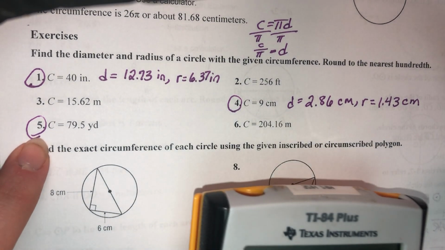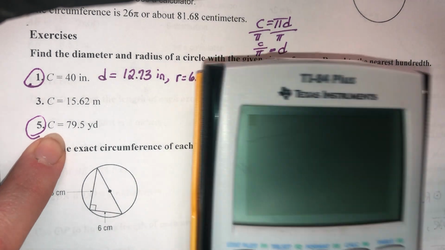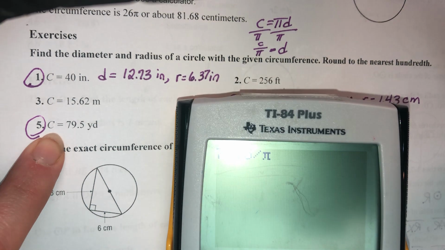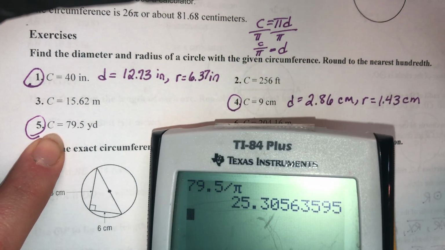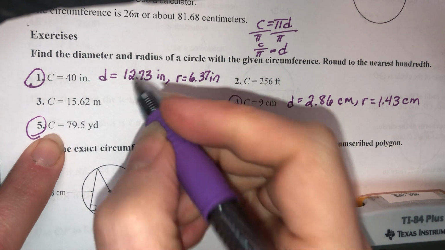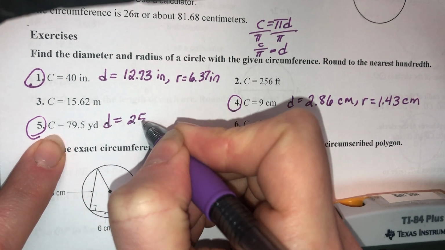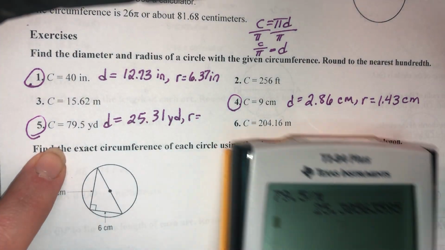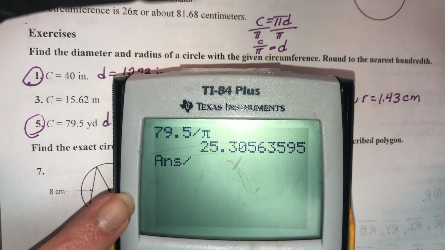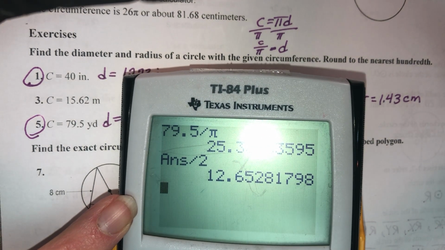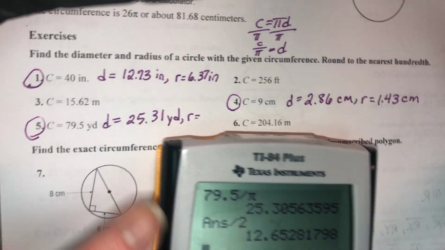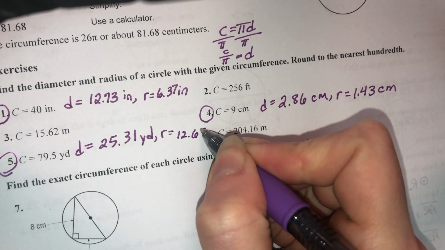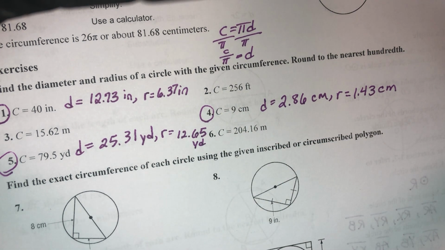Okay, number 5. We have the circumference is 79.5, so 79.5 we'll divide by pi, which gives us 25.31. Diameter equals 25.31, and this is yards. And then the radius, we'll just take this answer we got and divide it by 2, and we get 12.7. Oh wait, sorry, 12.65. Forgot what we were rounding to. 12.65 yards for the radius.